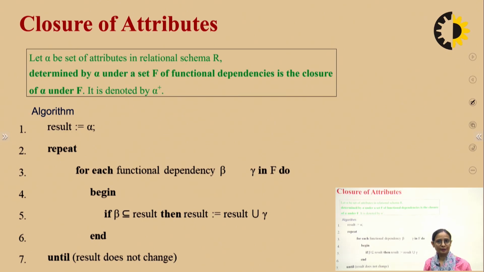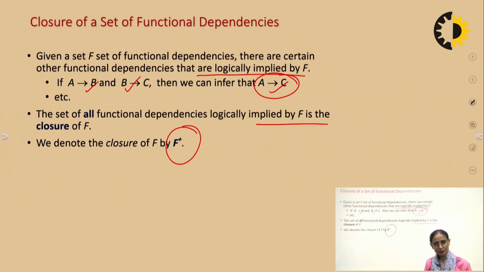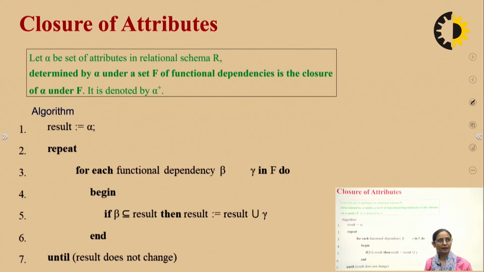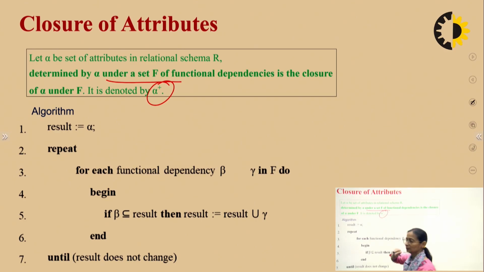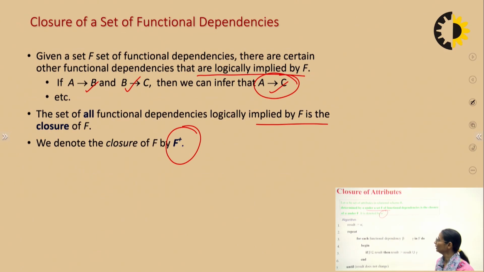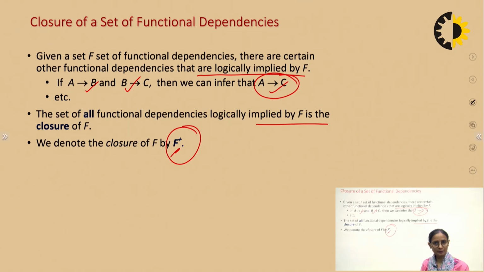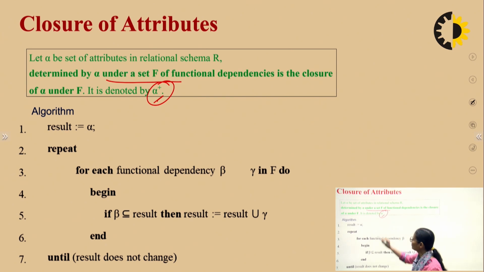This is the closure of attributes. Just like the closure of a set of functional dependencies, we are having the closure of attributes. Closure of attributes says, let alpha be the set of attributes in relation schema R. The set of attributes determined by alpha under a set F of functional dependencies is the closure of alpha under F, and it is basically denoted by alpha plus. That is, alpha is my attribute. Here F is my functional dependency set and alpha is my attribute. How do we compute alpha plus, that is, the closure of an attribute?